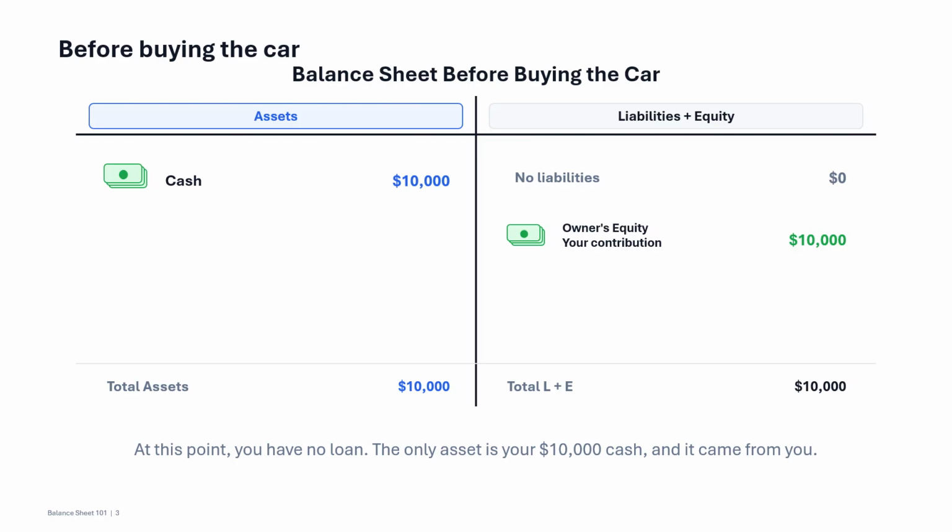This is a very first important intuition. The left side tells us what resources the business has. The right side tells us the source of those resources.